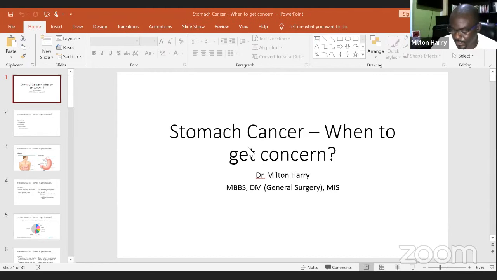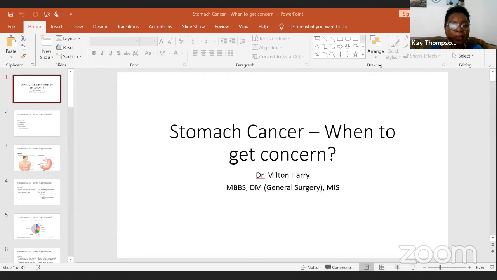Okay, so I'm looking at stomach cancer, specifically when should one become concerned. Over the next few minutes, I'll be looking at some incidences and risk factors associated with stomach cancers. Then we'll talk about some symptoms and look at some investigations that we do for stomach cancer. And then I'll mention briefly various treatment modalities. So just a brief anatomy to take us back to our days in high school and university. The stomach is what we're looking at, and the esophagus is connected to it.